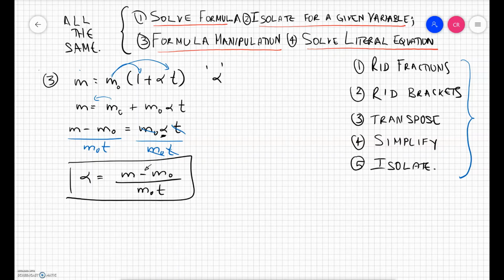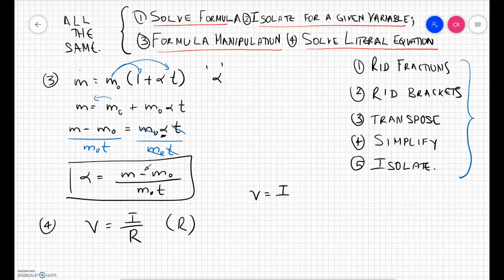Okay, let's look at a fourth example here, where this is very familiar to you. V equals I over R. Many of you are familiar with this. It's Ohm's law, and we are being asked to solve for R. So let's do it here. V equals I over R. We're trying to isolate R.